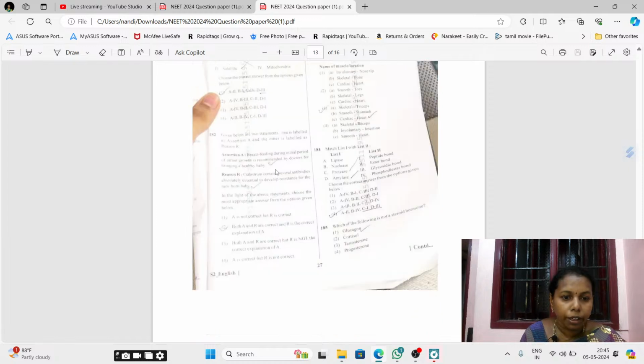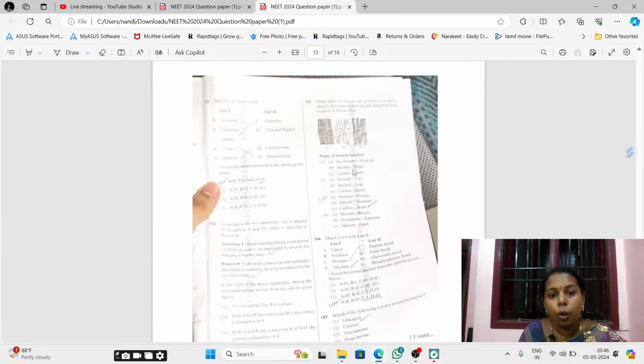182. Breastfeeding during initial period of infant growth is recommended, and so that is a correct statement. Colostrum contains several antibodies, also correct. So both assertion and reason are correct, and the reason is the correct explanation of the assertion, which is given in option B. Okay, children, so option B is the correct answer for 182.